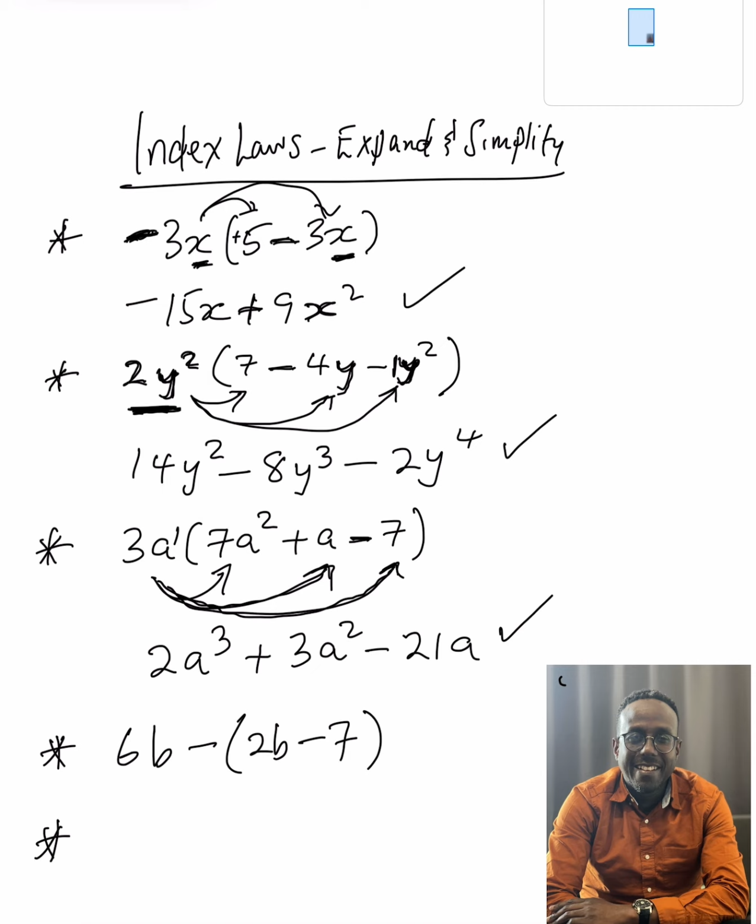Then the next one is a little longer. It is 3x to the power of 4, open bracket, 3 minus x, close bracket, minus x cubed, open bracket, 3 minus x. Try those out. Pause the video and try those out. Then we shall go through them shortly.